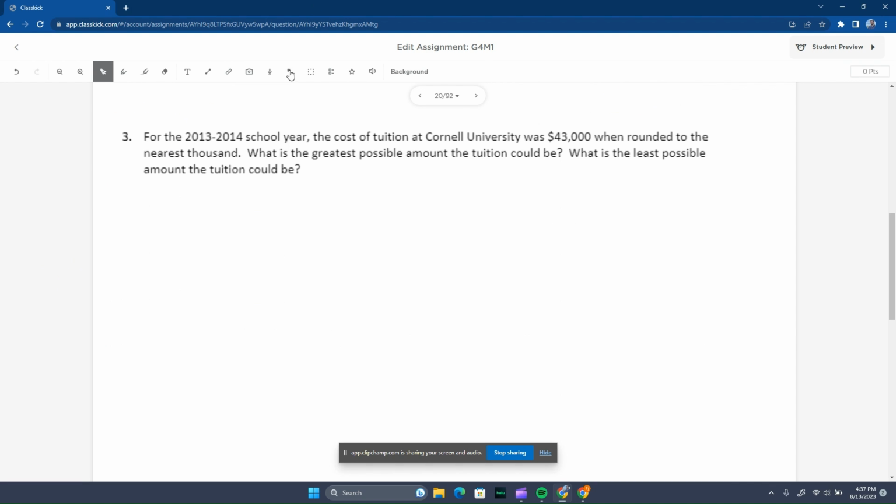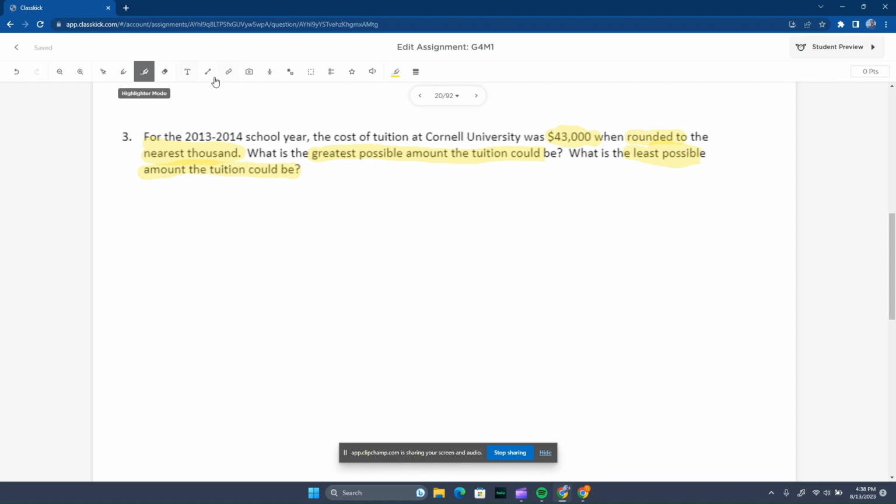Number 3 says for the, I'm sorry, not 2023, 2013-2014 school year, the cost of tuition at Cornell University was about $43,000 when rounded to the nearest thousand. So this time they're really like giving us the answer. And it asks, what's the greatest possible amount the tuition could be? And what's the least possible amount the tuition could be?